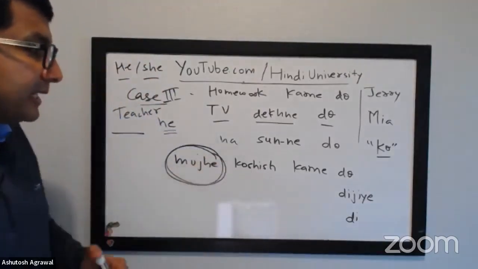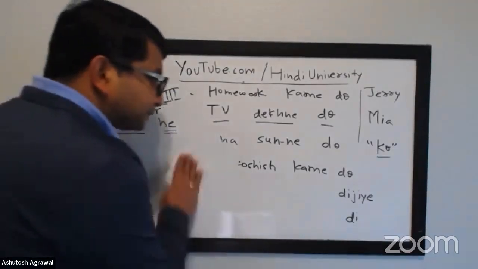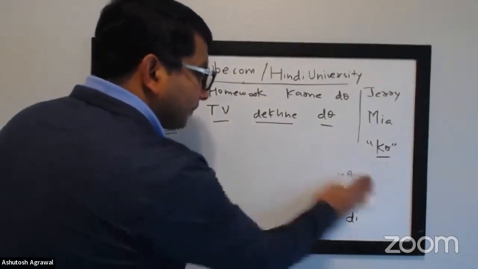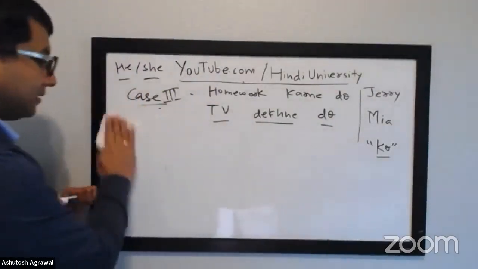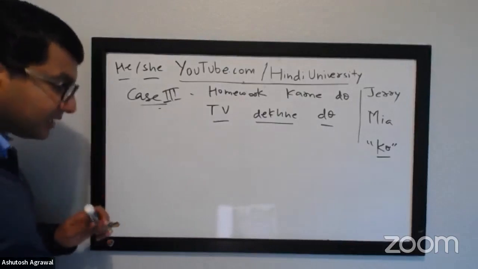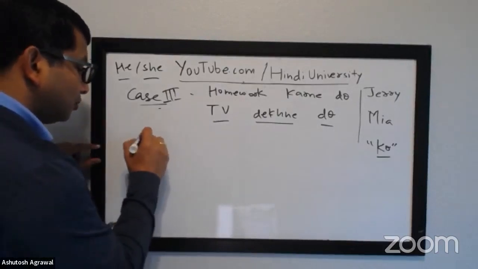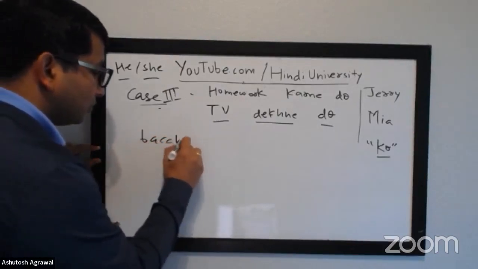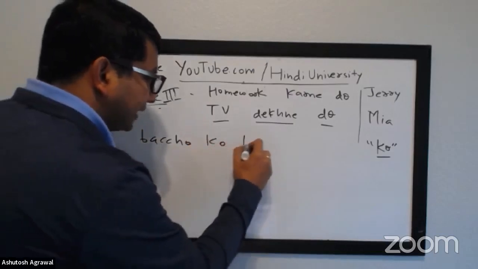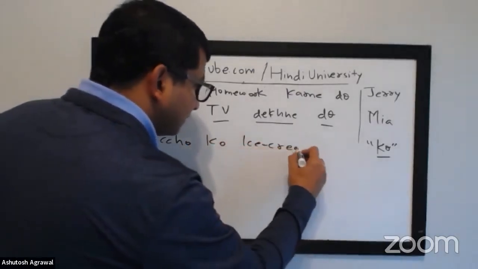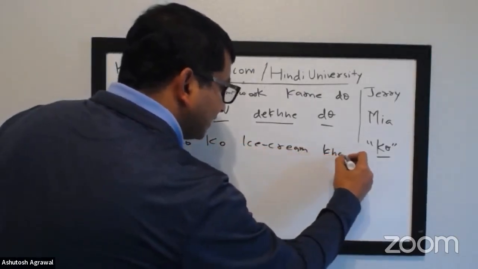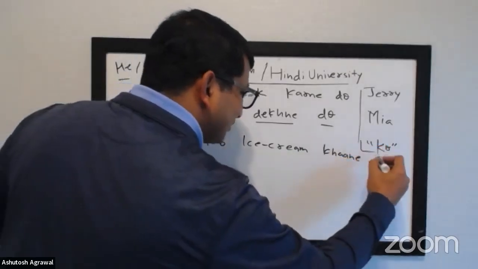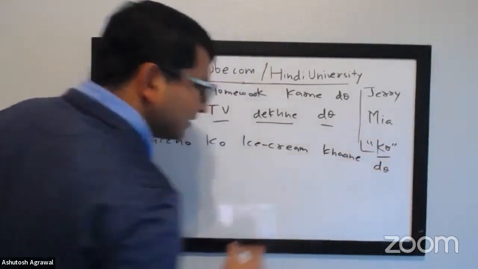When you have imperatives, okay, typically, let's say I'm going to use the example that Olina ji gave, which is बच्चों को आइसक्रीम खाने. Who asked this question by the way? बच्चों को आइसक्रीम खाने दो.